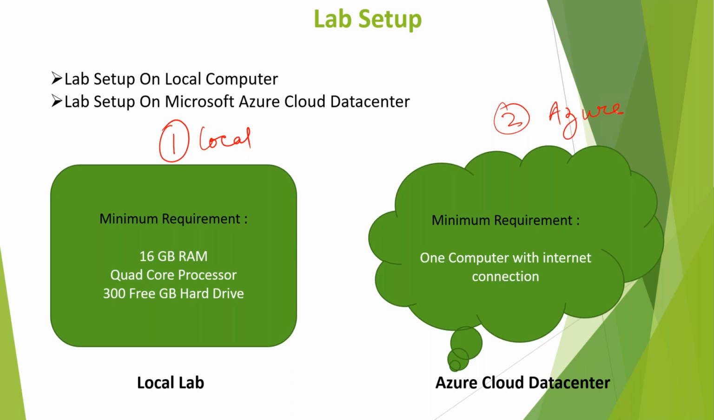Now for local lab setup, the configuration you need on your computer is this: minimum 16 GB RAM, minimum 4-core processor, and 300 GB free hard disk space is needed. If you have this configuration on your laptop or desktop, then you can proceed with this local lab. Otherwise, you can do it on Azure Cloud Data Center.